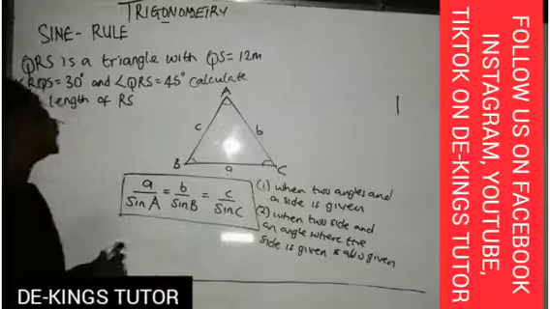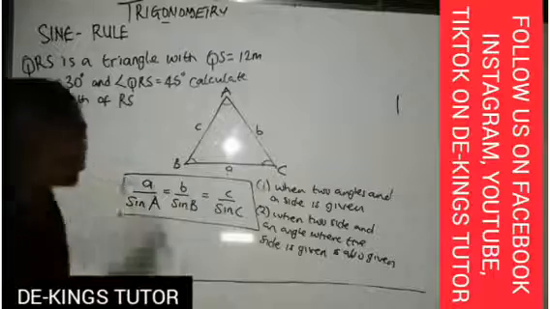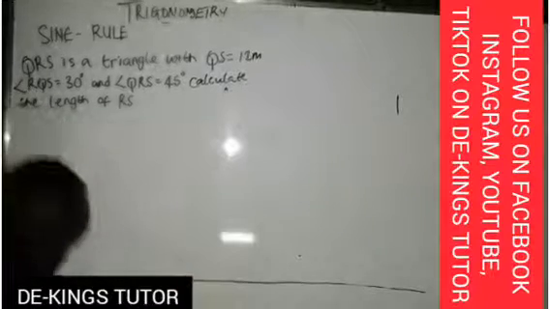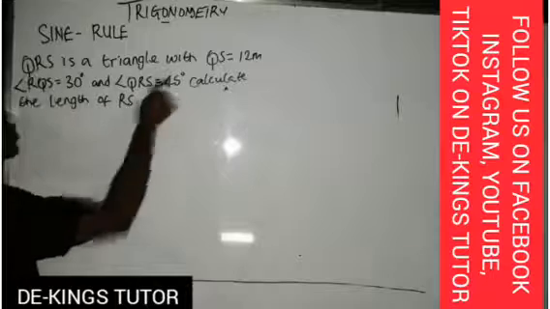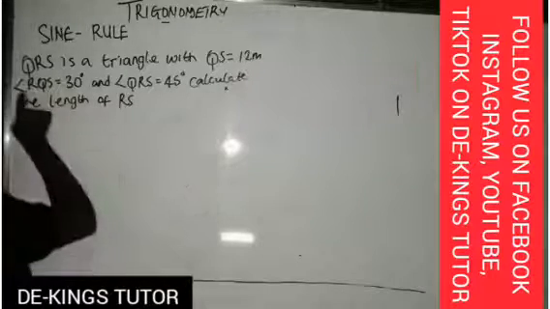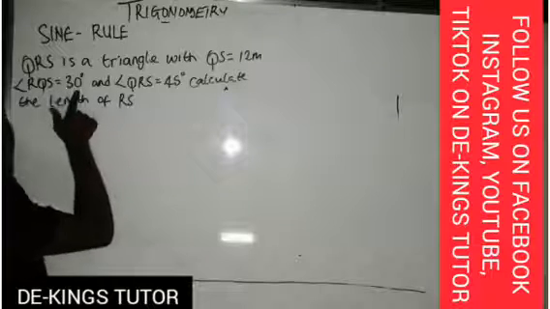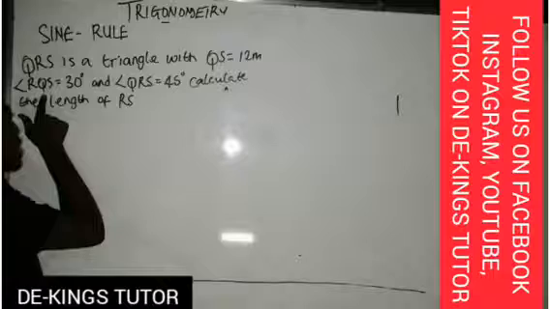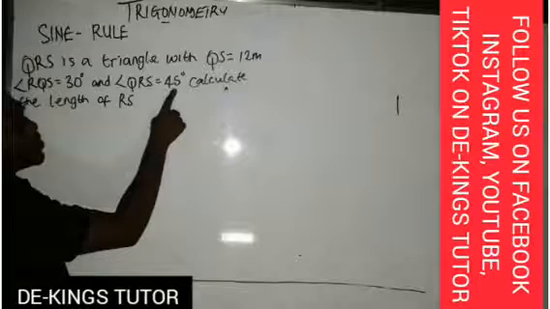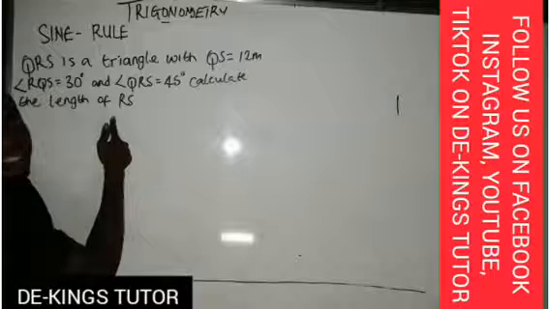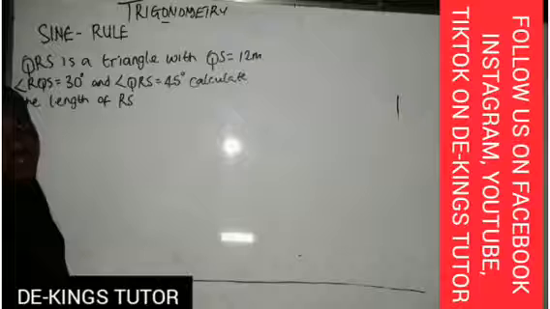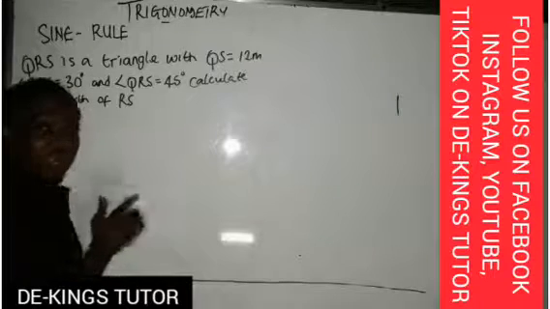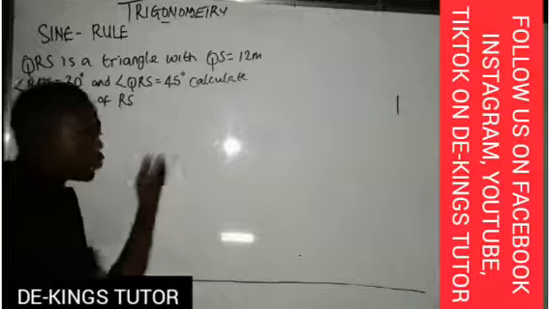So if we want to solve a question, for instance: QRS is a triangle with QS equal 12 meters and angle RQS equal 30 degrees. Whenever you see something like this, take note that the angle resides on the letter at the middle. And angle QRS equal 45 degrees. Calculate the length of RS. Now, this is not a right angle triangle, which means we will use the sine rule. Whenever you're given something like this, ensure that you draw the diagram.